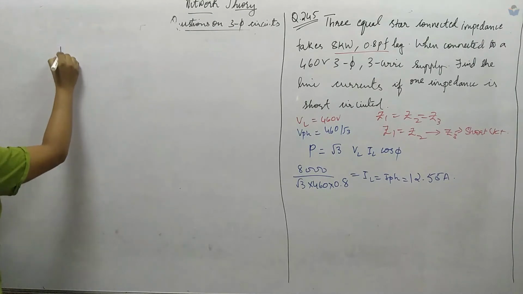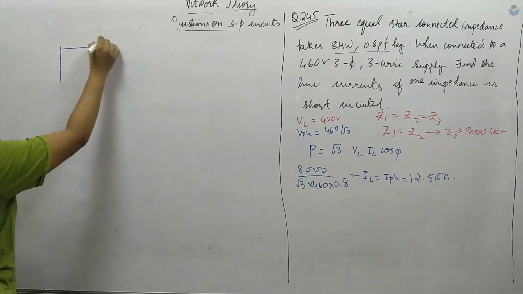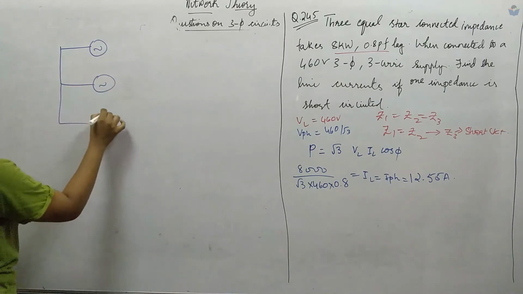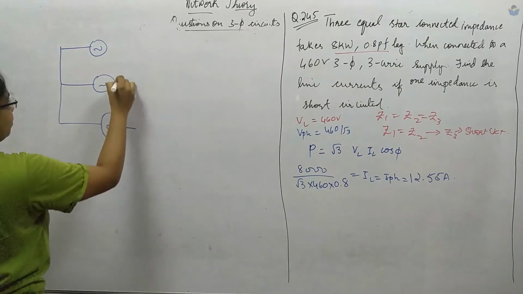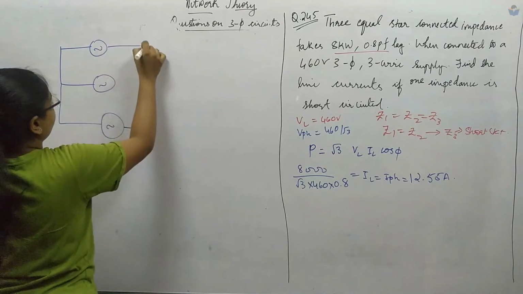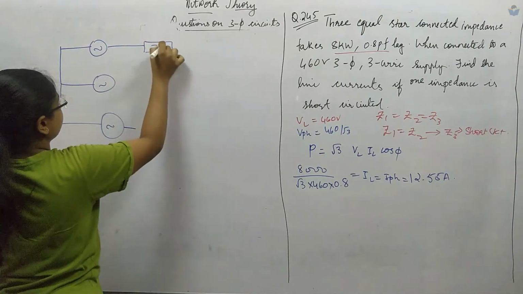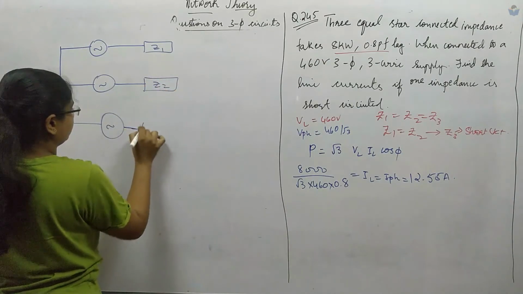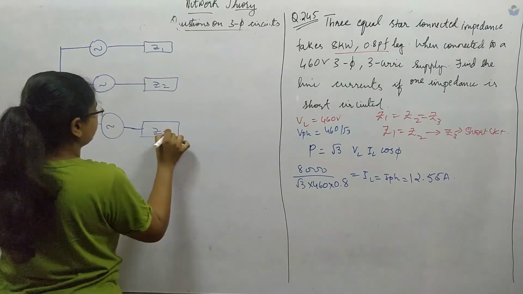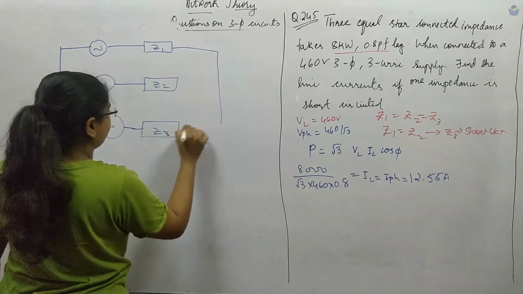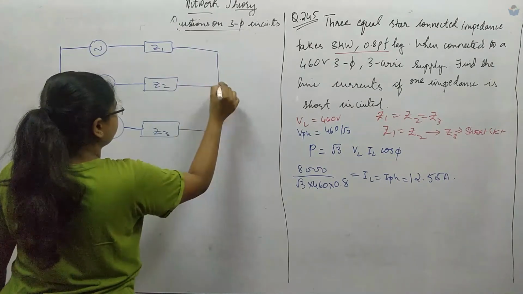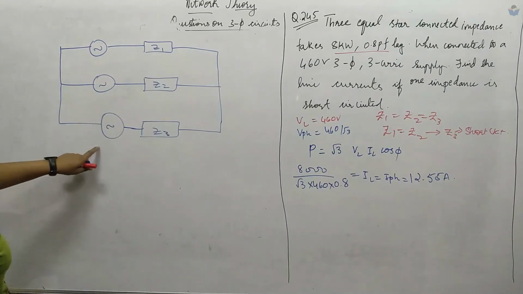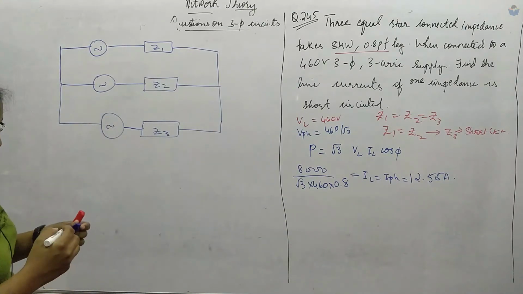So first we have one supply, next one more supply and another supply. We have impedances; let us take this Z1, Z2, and this as Z3, and we will connect. There is no neutral, they have already given it as a 3-wire system. Fine, this is the value, and we have the phase voltage.